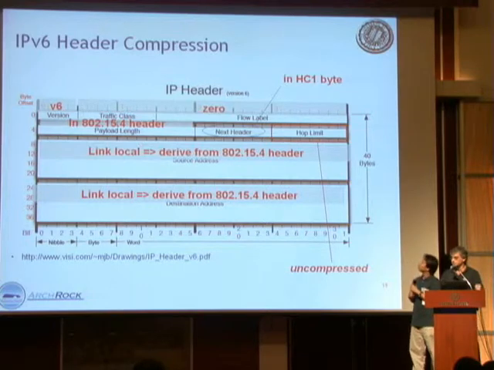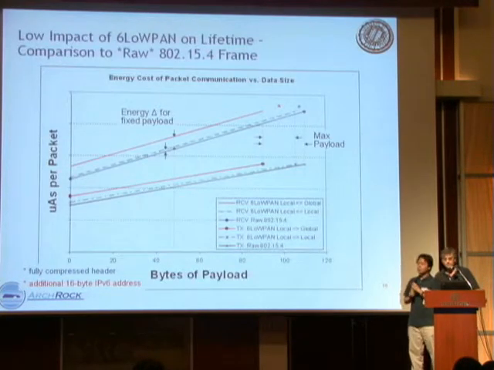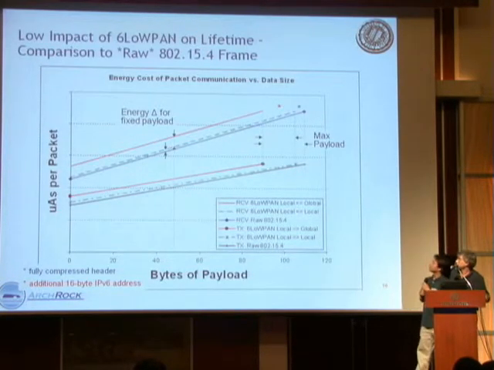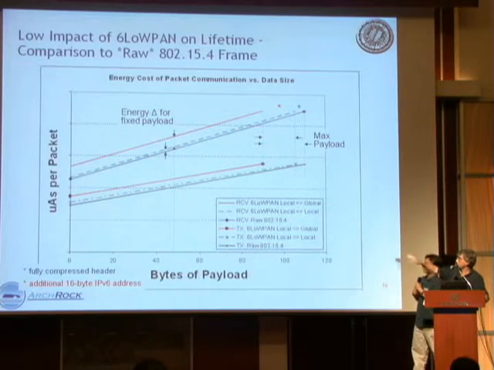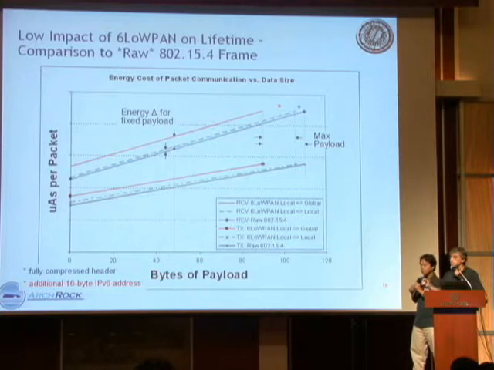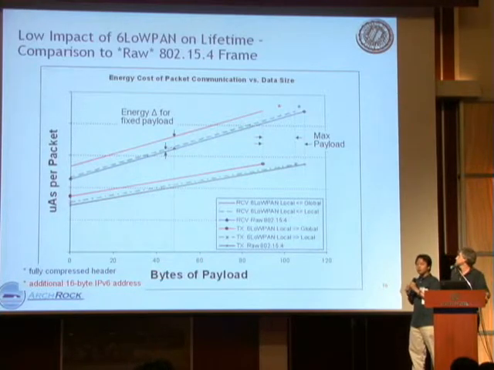So of 40 bytes, we only send 3. This shows the black line is the energy for different size packets for raw 15.4, and the green line shows IP traffic of the same size. Very, very close, just 1 or 2% to support IP over these networks.